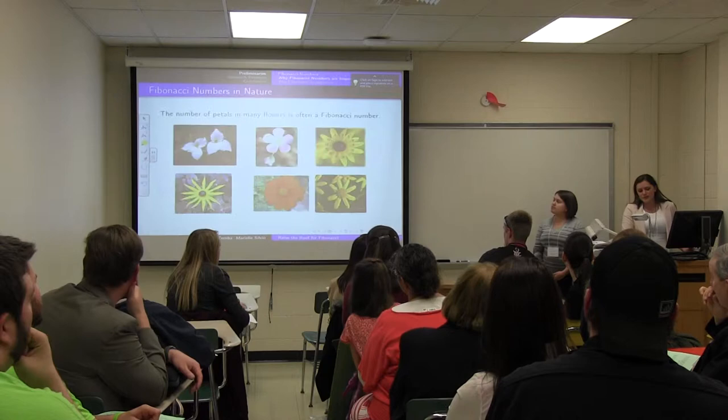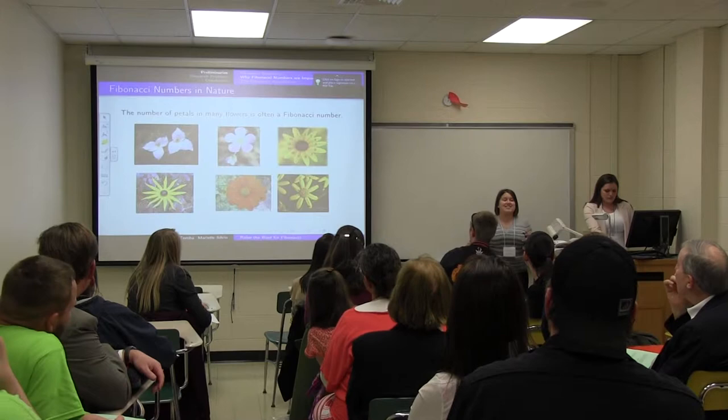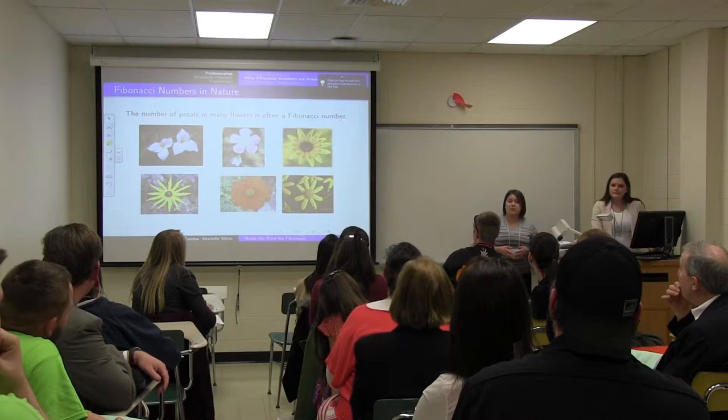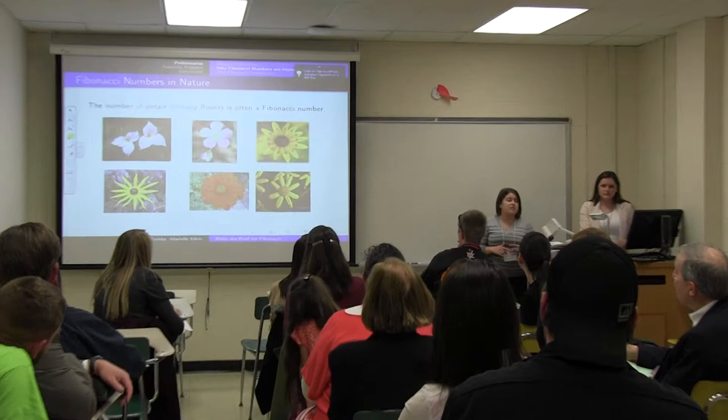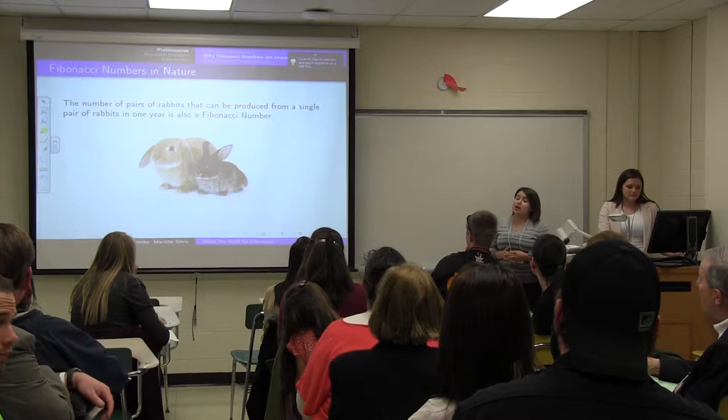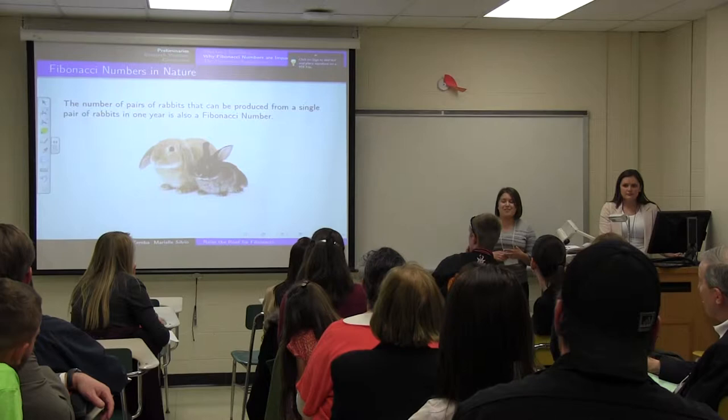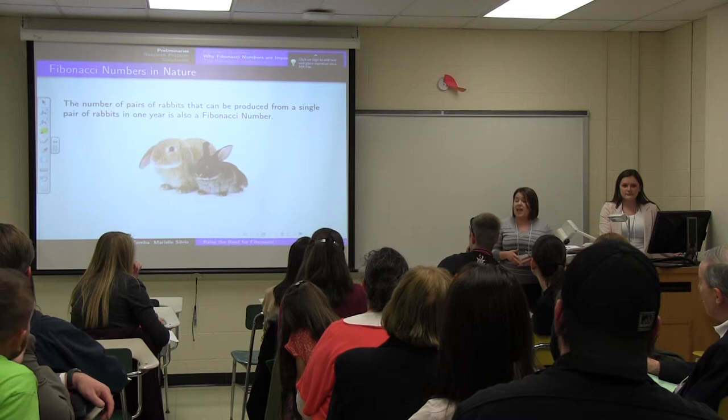Well, actually, they're all around us, especially in nature. The number of petals on flowers are typically a Fibonacci number. If you take a look at these flowers, the number of petals on these flowers vary from 3 to 5 to 8 and 13. These are all actually Fibonacci numbers. Fibonacci numbers can also be seen with animals. For example, if you had a male rabbit and a female rabbit, after a year due to breeding, the number of rabbit pairs that you would have would be a Fibonacci number. And if you looked at the month-to-month number of rabbit pairs throughout that year, you would see the Fibonacci sequence form.